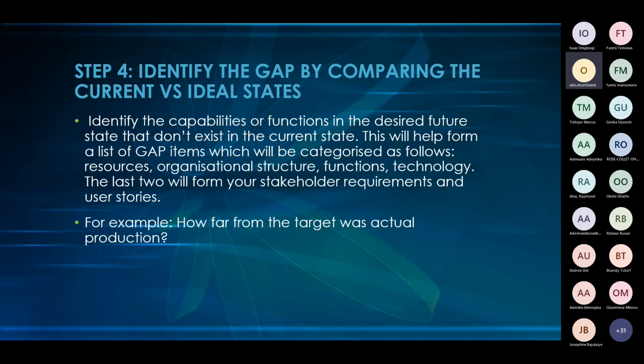This will also help you form a list of items which will be categorized into resources, organizational structure, functions, and technology. You'll be identifying what resources are not in the current state that need to be in existence for us to achieve that ideal state. What is the organizational structure? Do we need to make it a flatter organizational structure, or what do we need to change? Do we need to reduce the number of staff or employ more people? Are there new functions that we might need to consider, new departments, and technology?